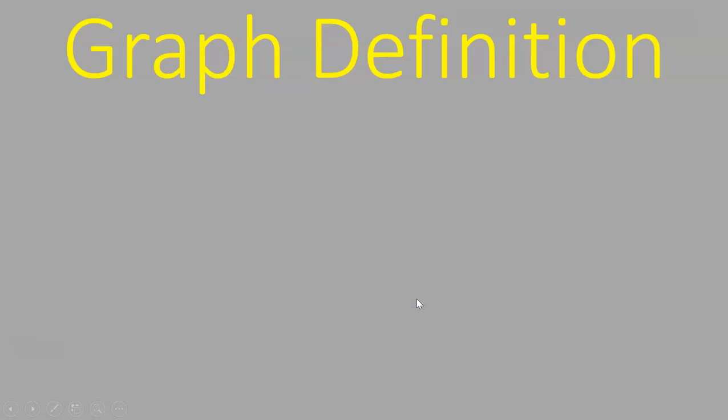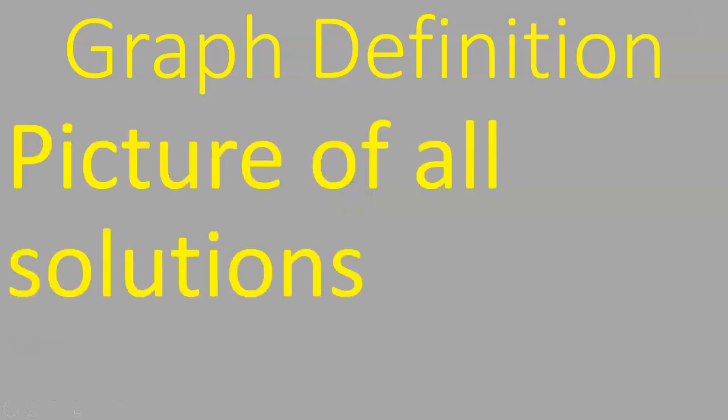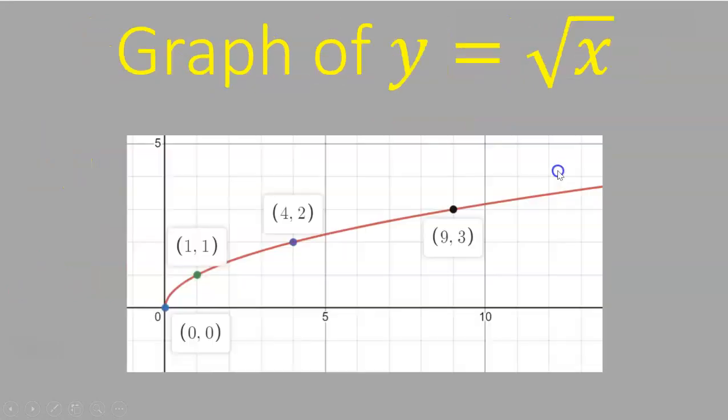I'm going to look at what the definition of a graph is. The graph is something that we've all heard of, but not everybody can define. It's simply a picture of all solutions. That's it. It just physically shows you all the ordered pairs that make a particular function true.